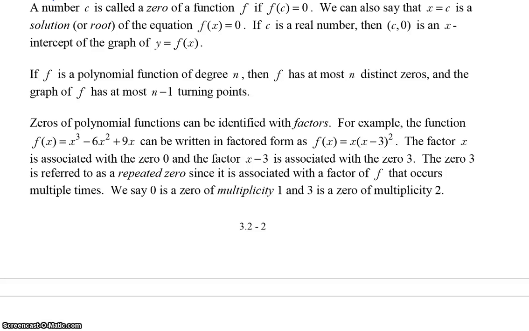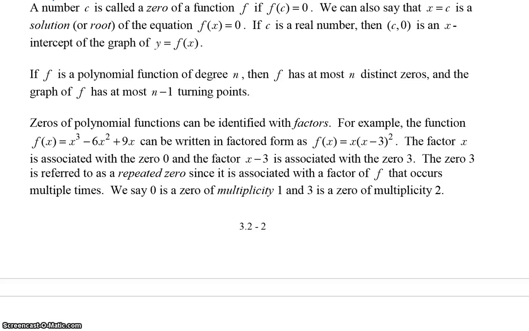If c is a real number, then the point (c, 0) is an x-intercept of the graph of the function y equals f of x. So another interpretation, assuming we're dealing with a real number zero, is that we're looking for x-intercepts. That's because when we substitute x equals c into the function, the function value is 0, which means the y value is 0. And that means we have found an x-intercept.